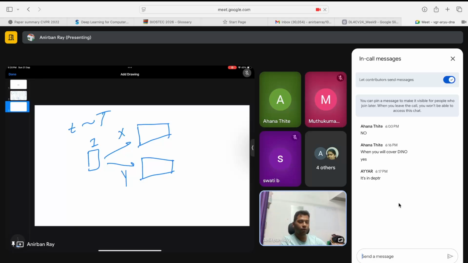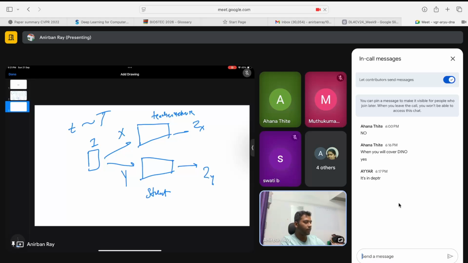So this is fed into two encoders. One is called the teacher network, and another is called the student network. So you get some representation out of it. Suppose let's say this is zx and this is zy. So you get two representations out of it, zx and zy.